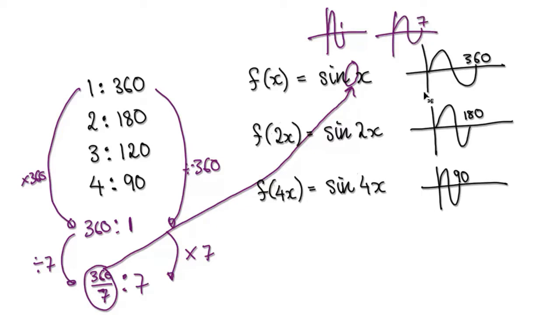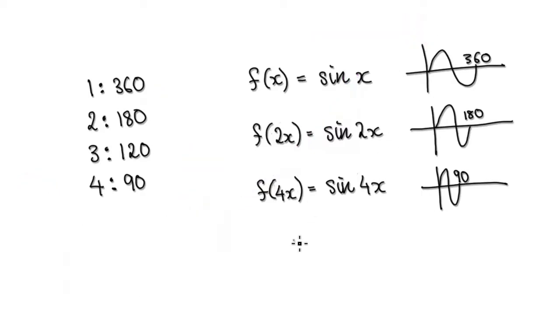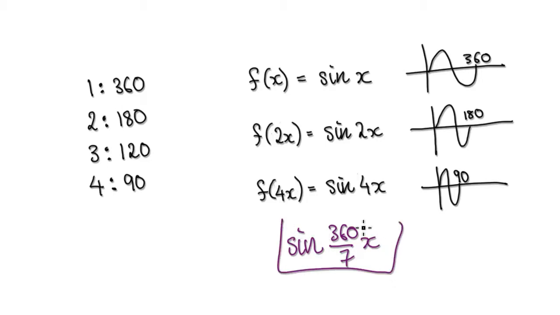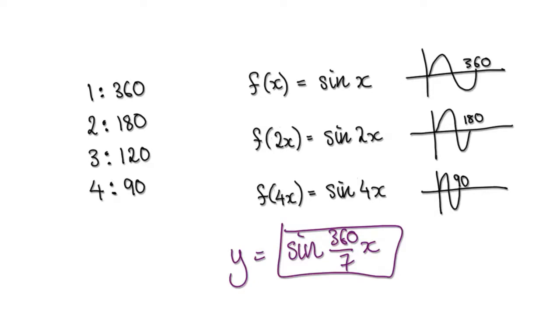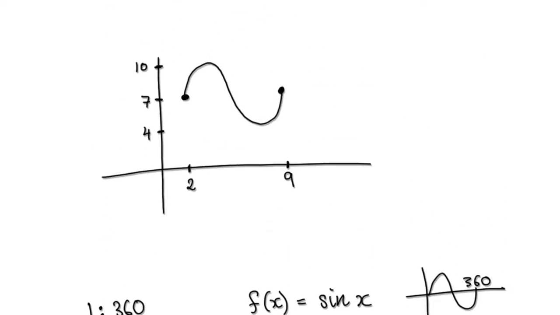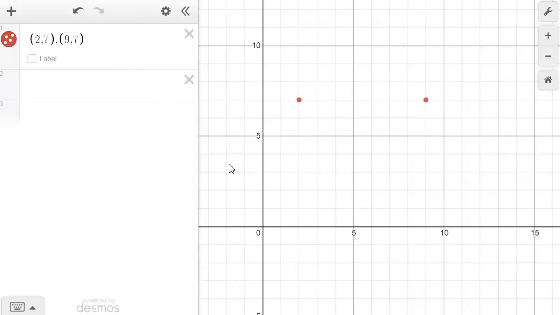So what that means is to create a period of 7, we need to have this equation here, 360 over 7x. So let's test this out in Desmos. So jump to Desmos. So these two points are here, (2, 7) and (9, 7). We want to create our sine graph.